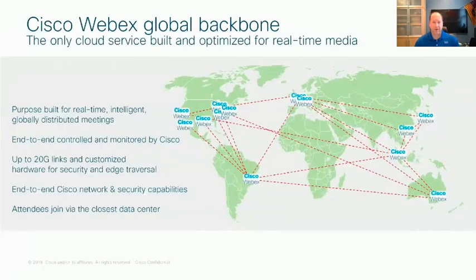Cisco Webex, the global backbone of meeting infrastructure across the globe, has a 20 gigabit link between all sites, enabling audio and video traffic to actually be landed on those particular sites close to the region and provide a very good, high-quality experience for all users in all types of meetings.